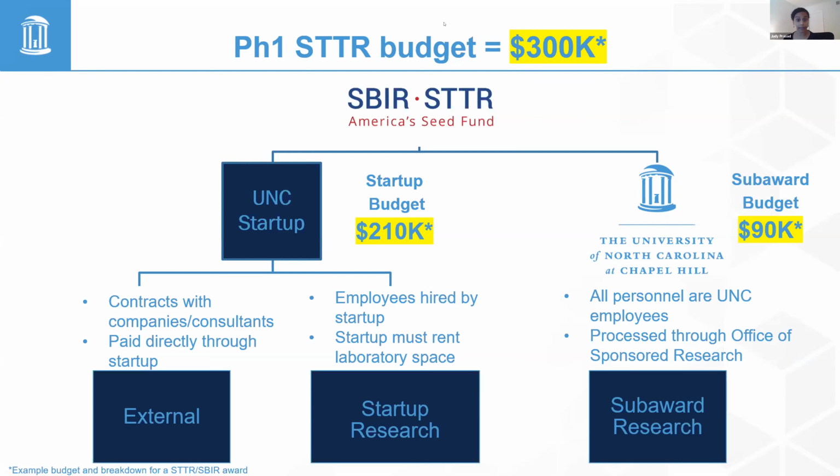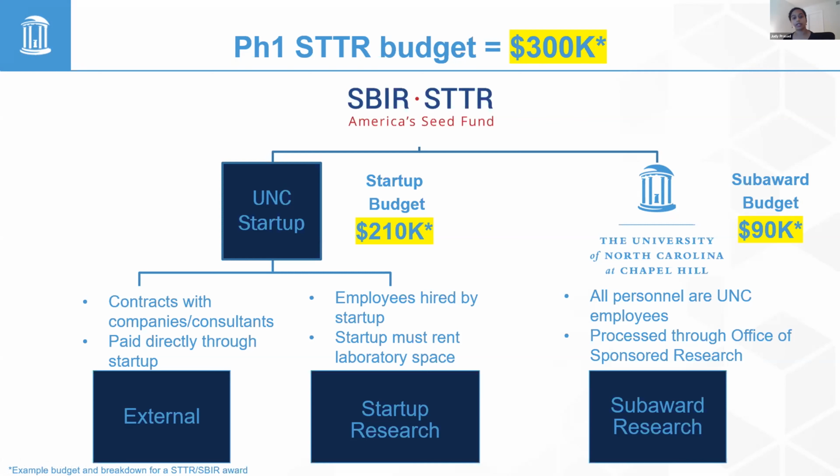To begin, the subaward for a UNC startup typically goes to the University of North Carolina, Chapel Hill. This is because it's usually the faculty founder's laboratory that will be conducting the research within the subaward. For the subaward budget in this example, it's 30% of an overall $300K budget that has been granted to the university. The research will be conducted by UNC employees, again, within usually the faculty founder's lab.